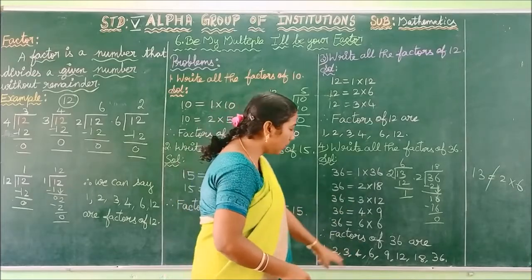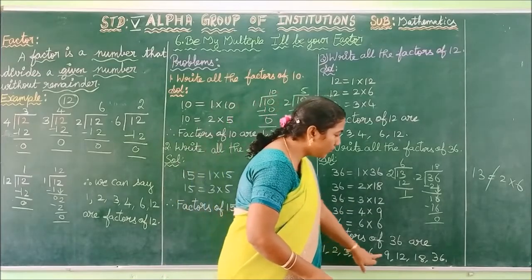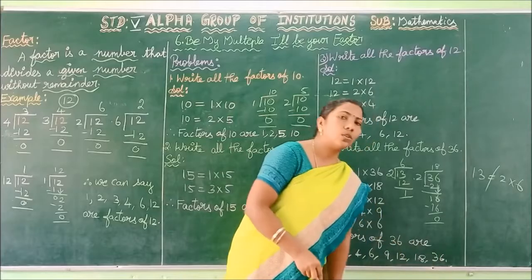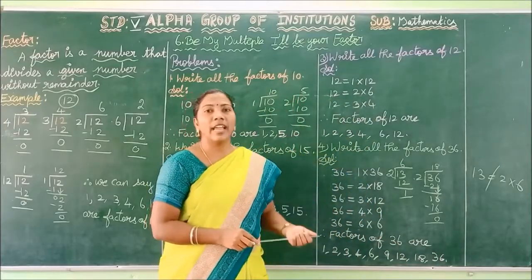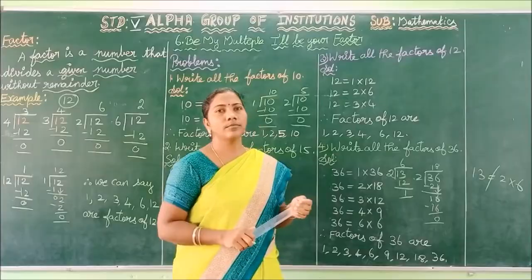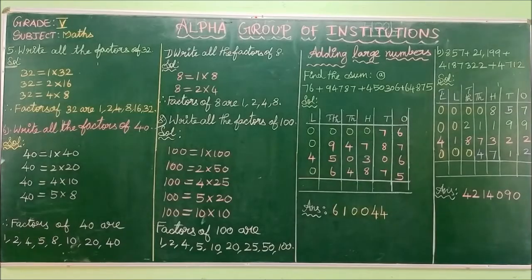So how many factors are there totally? 1, 2, 3, 4, 5, 6, 7, 8, 9. So totally 36 has 9 factors. Is it clear, children?